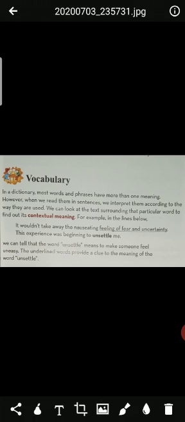Good morning, students. Today we shall do vocabulary tasks. Open your course books at page number 39. Our today's topic is contextual meaning. Before starting from the book, let's have a look at its definition.